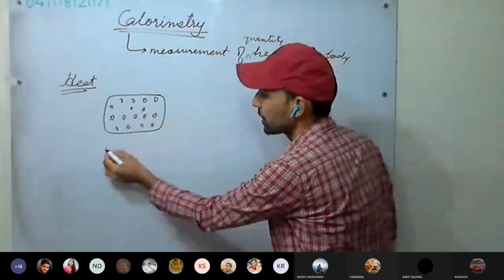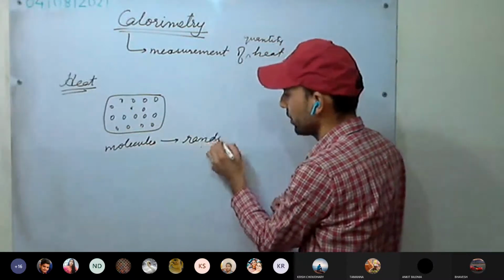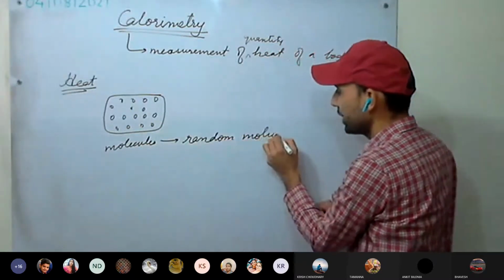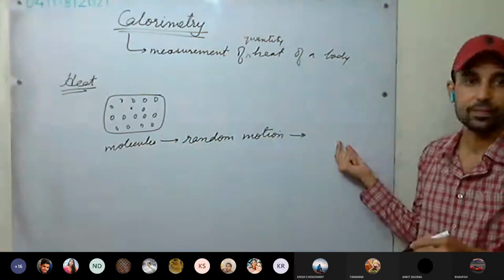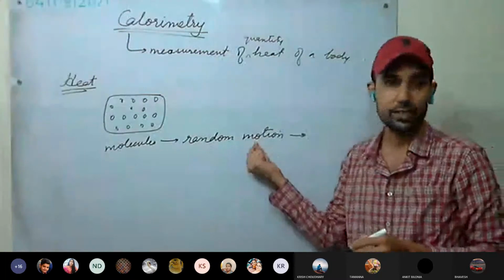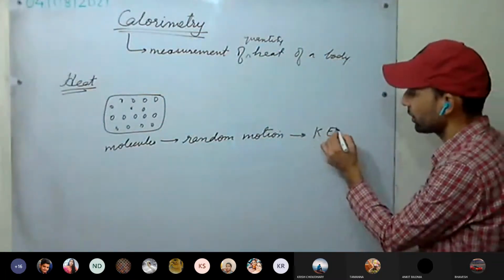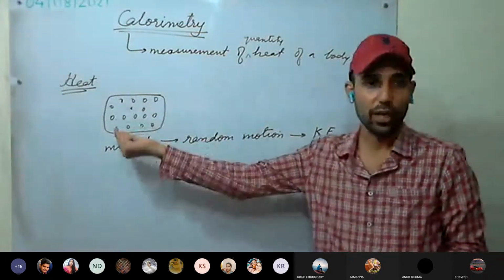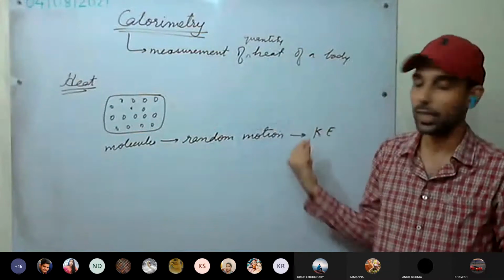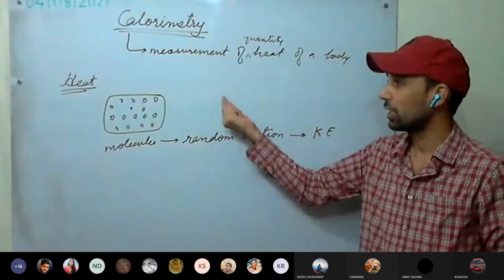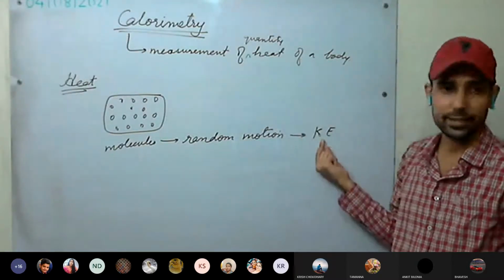Body is made up of molecules. Okay. Molecules are in random motion. If they are in random motion, which kind of energy do they have? Random kinetic energy. Motion means speed is there. Wherever speed is there, kinetic energy. They have the kinetic energy. If they are moving faster, they will have more kinetic energy. So which state of matter will have the most kinetic energy? Solid, liquid, or gas? Gas. Gas will have the most kinetic energy.